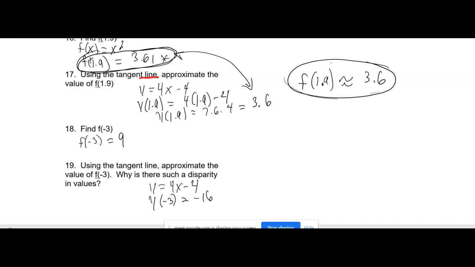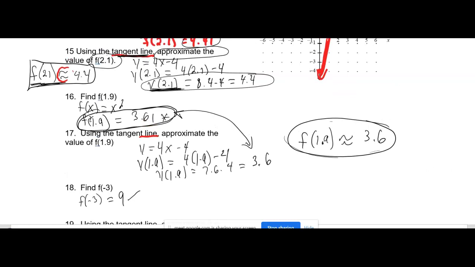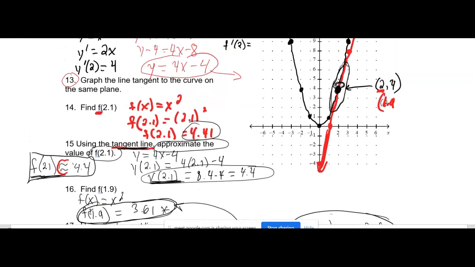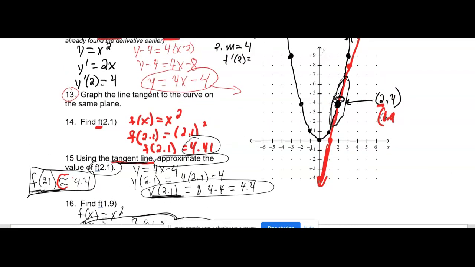Unlike the previous 2 times when we did this, when we did 2.1 and then 2, those were really, really similar values. Right now, here is the functional value at a negative 3. Here's our approximated value at the negative 3. And the question is asking you, why is there such a disparity in values right here? If we go to our graph, anybody want to throw this out there?